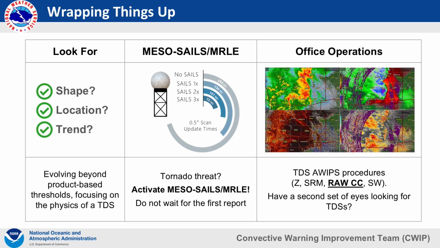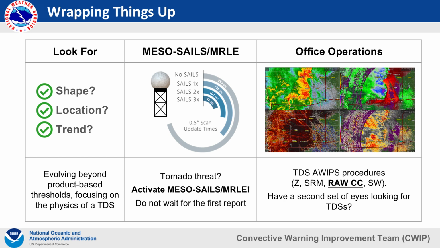Also, make sure that you have an appropriate scanning strategy in place before tornadoes happen, a higher sales count, or activating MESO SAILS if storms are close to the radar. Finally, have dedicated TDS procedures in place that can assess these trends in both the vertical and horizontal. Make sure you're using the raw correlation coefficient within AWIPS and not the smooth CC product. And if you're dealing with a rapidly evolving weather event in which many tornadoes are possible, maybe dedicate a person just to watch for TDSs and follow up with the warning METs to maintain situational awareness.